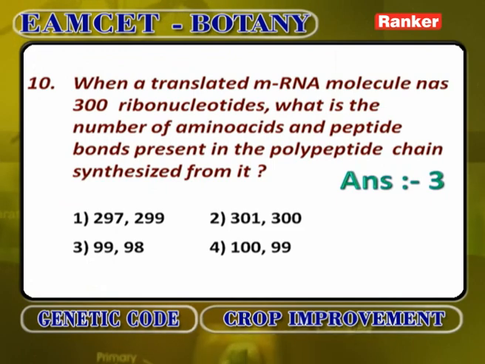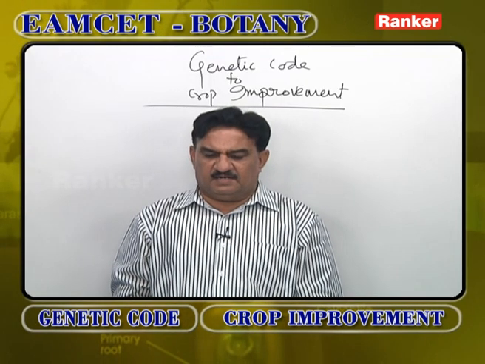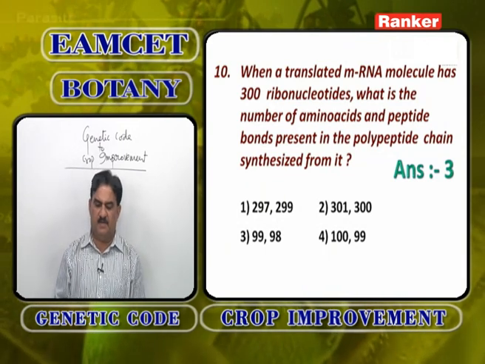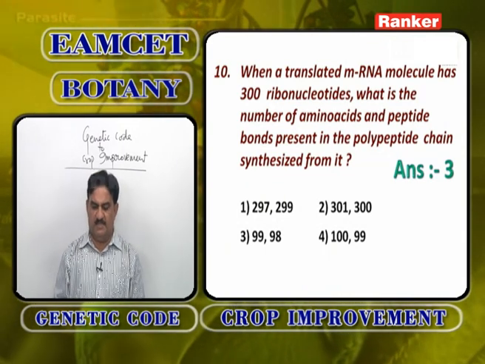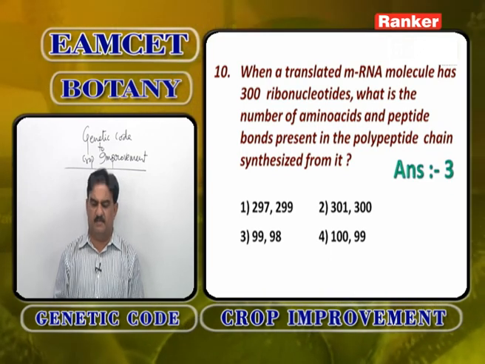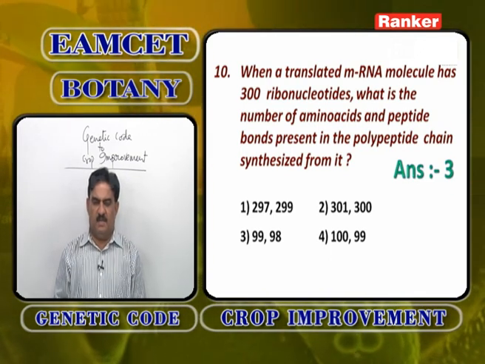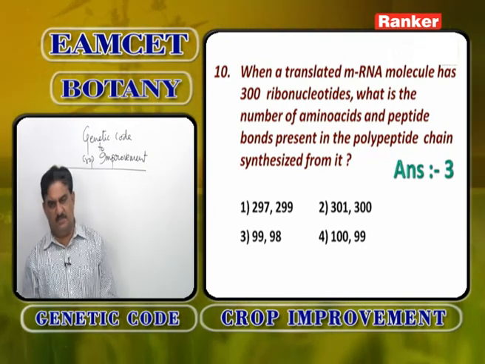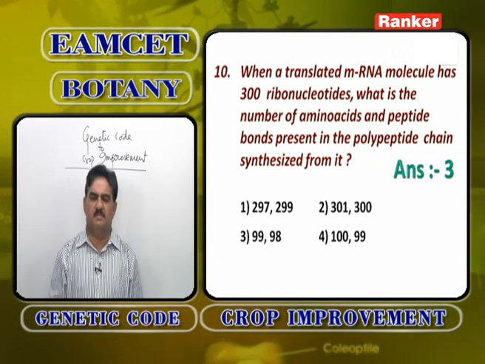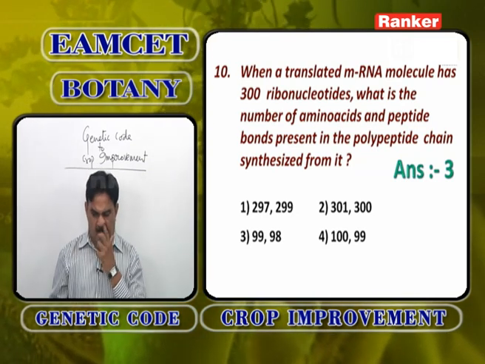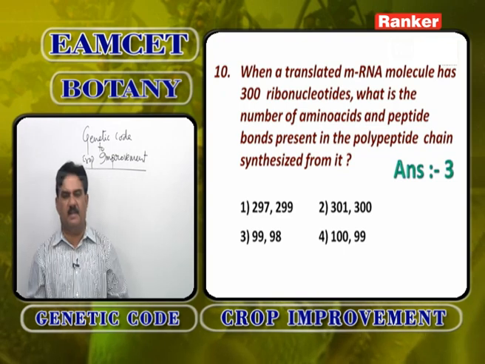So, when a translated messenger RNA molecule has 300 ribonucleotides, what is the number of amino acids and peptide bonds present in the polypeptide chain synthesized from it? 300 by 3, because 3 nitrogen bases code for 1 amino acid. 3 ribonucleotides code for 1 amino acid. So, 300 by 3 will be 100. One nonsense codon is not coded by any anticodon. So, here you have to write the number of amino acids will be 99.